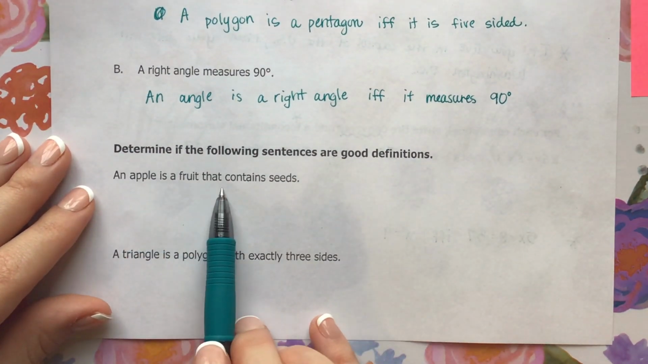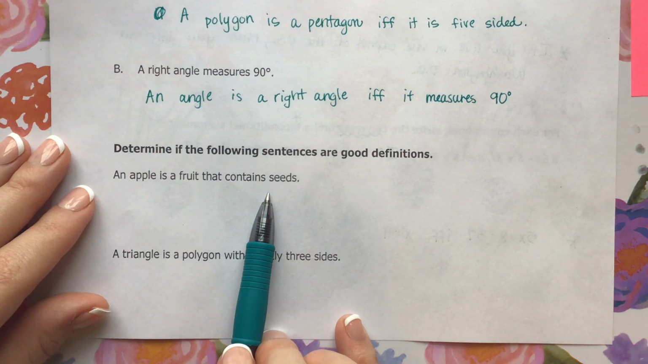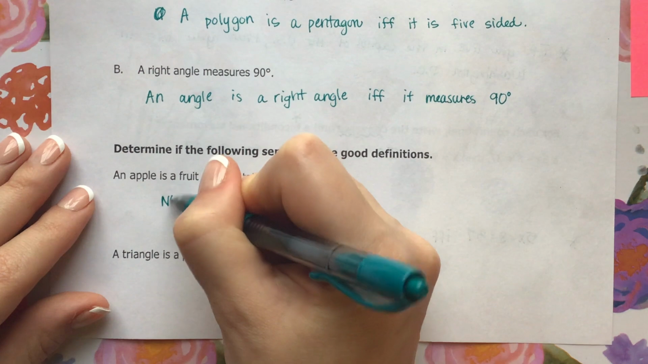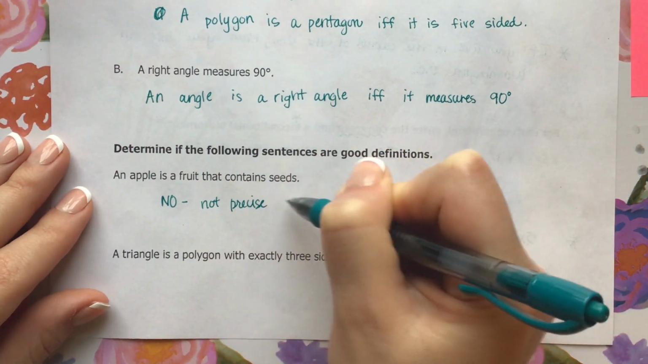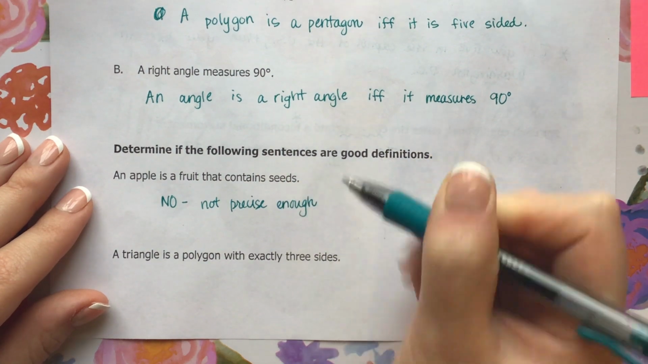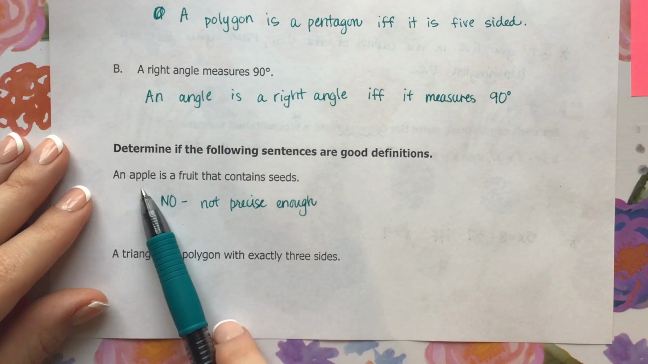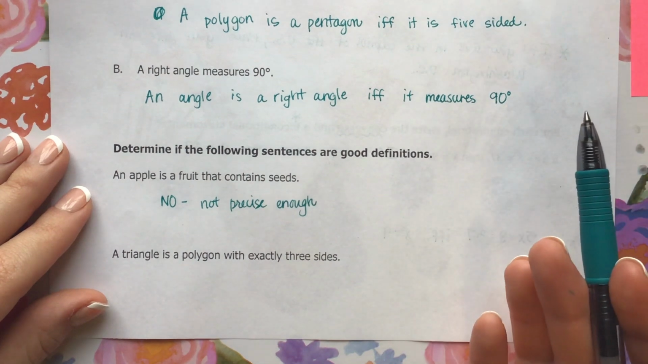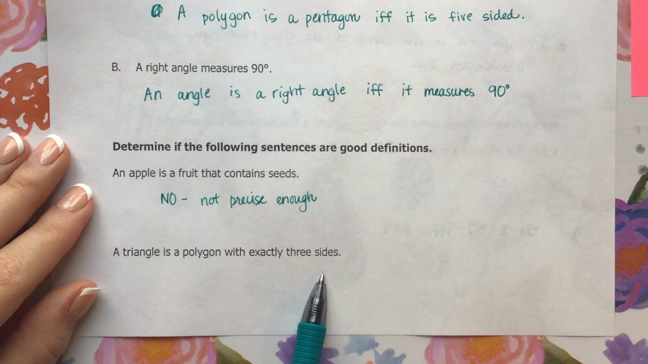So it says an apple is a fruit that contains seeds. And we're asking ourselves, is it clear? Is it precise? And can it be reversed and still be true? So this is not precise enough. So we're going to say no, not precise enough, because all fruits have seeds. So to figure out what an apple is, we're going to need a little bit more information in this to have a strong definition.